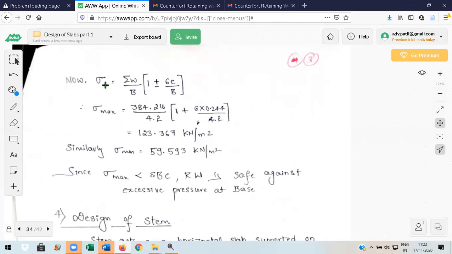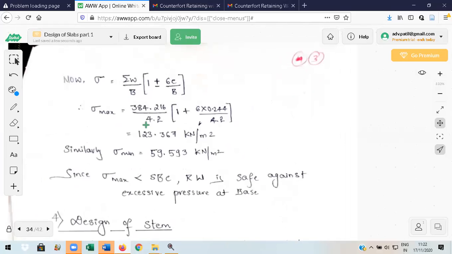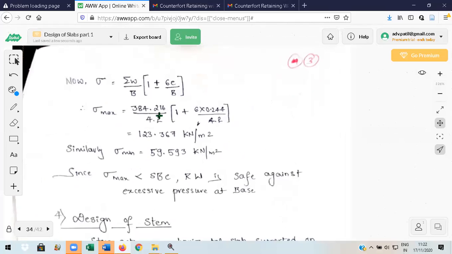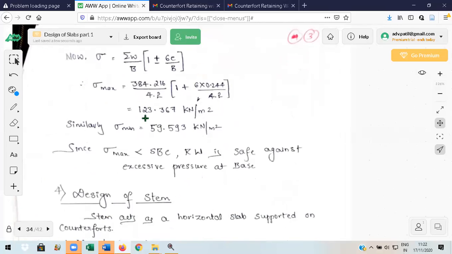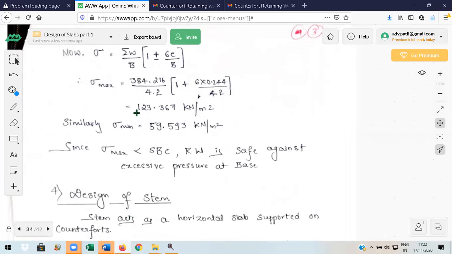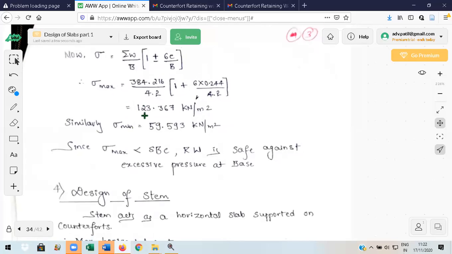Now here, when you calculate this sigma using this formula, you get the pressures at the extreme edges of the retaining wall, maximum and minimum values: 123 is maximum, 59 is minimum. So the maximum is checked with SBC. This maximum should be less than SBC. Even 123.36, which is the maximum out of these two. Similarly, minimum is 59, maximum is 123. Whichever is more, the maximum is 123. Compare this one with SBC.